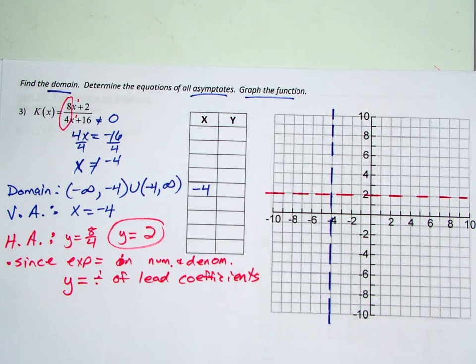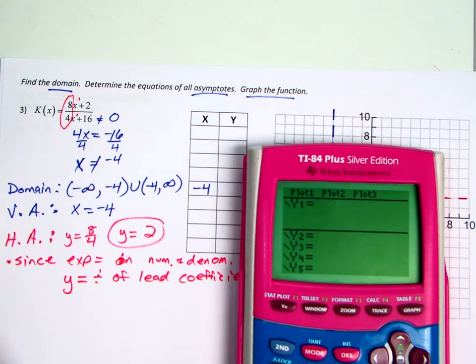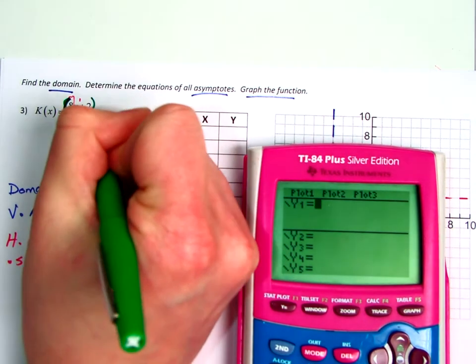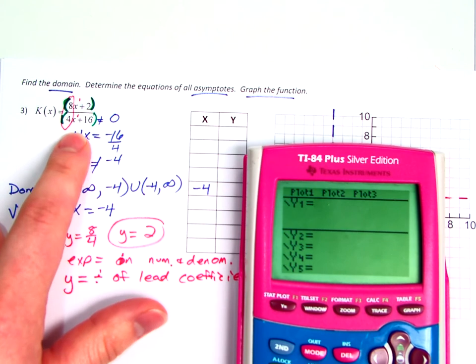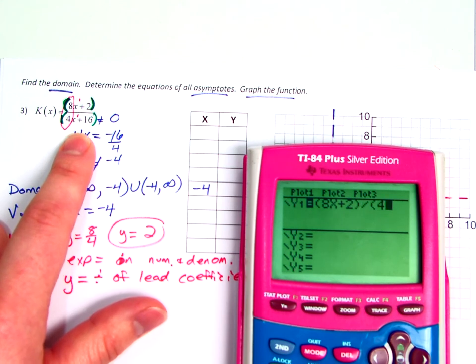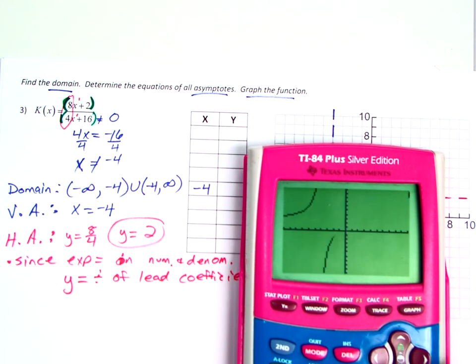Then we can go ahead and type this into our calculator, right? So we go in there. Remember, though, that when you're typing this in, you need to make sure you put parentheses around the top and the bottom to indicate to your calculator that I'm taking all of this and dividing it by all of this. So 8x plus 2 in parentheses, divide it by parentheses 4x plus 16. Okay, so now we can go ahead and graph it to see how it looks.